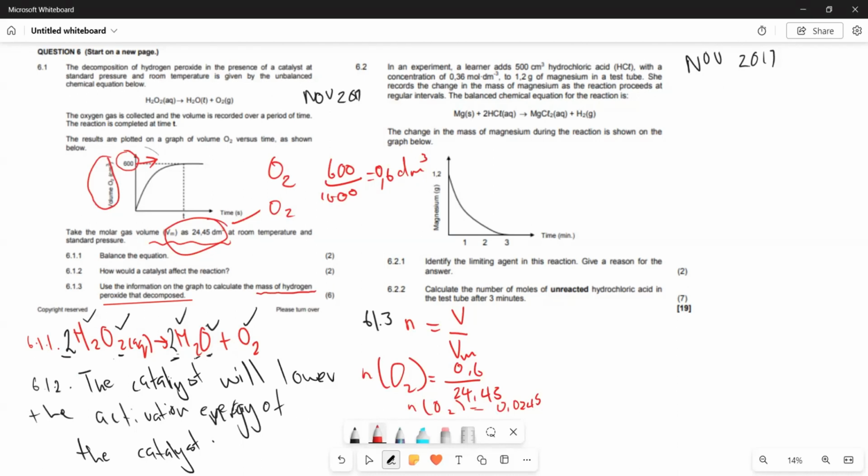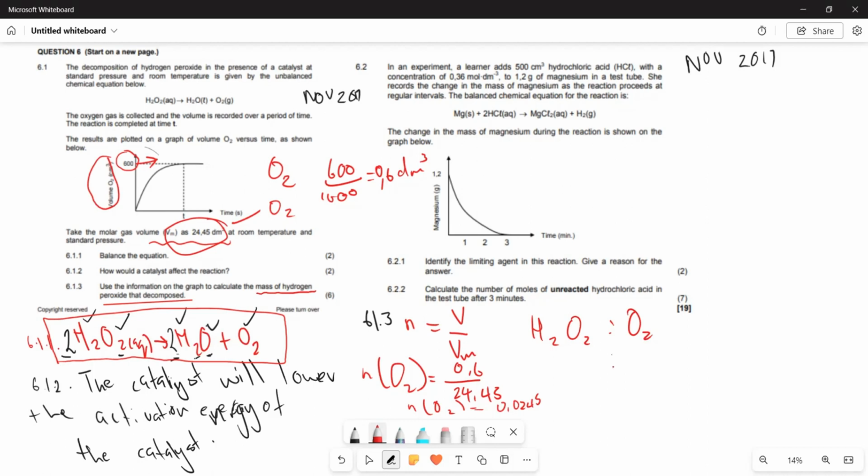Now, if this is your mole of O2, what can we do from here? In order to calculate the mass of your hydrogen peroxide, we come back to the balanced reaction we started with. From the balanced reaction, we can get the number of moles, so we compare the ratio. Your ratio of H2O2, your hydrogen peroxide, to your O2, if we check this ratio properly, what do we know?